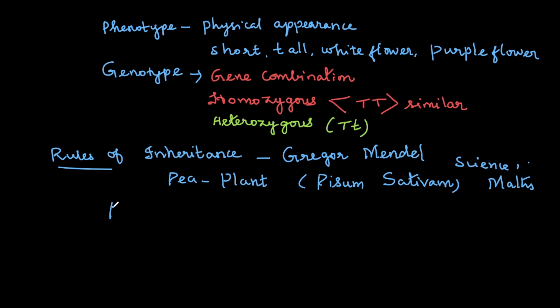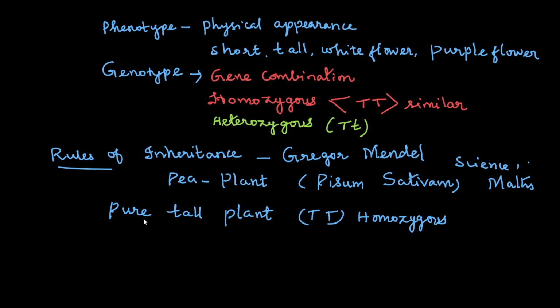So he selected a pure tall plant. A pure tall plant is in the homozygous condition, capital T capital T. Pure tall plant means that if you self pollinate this tall plant, no matter how many times, it produces only tall plants.